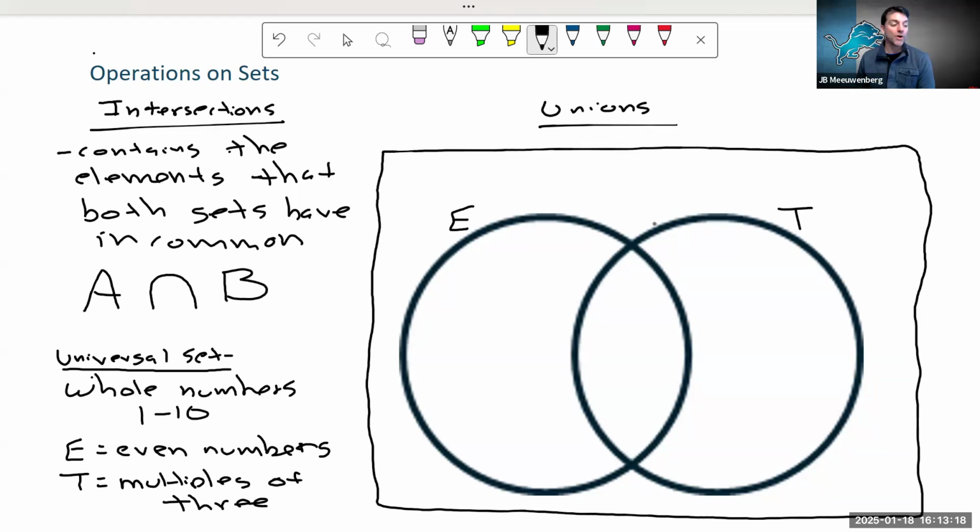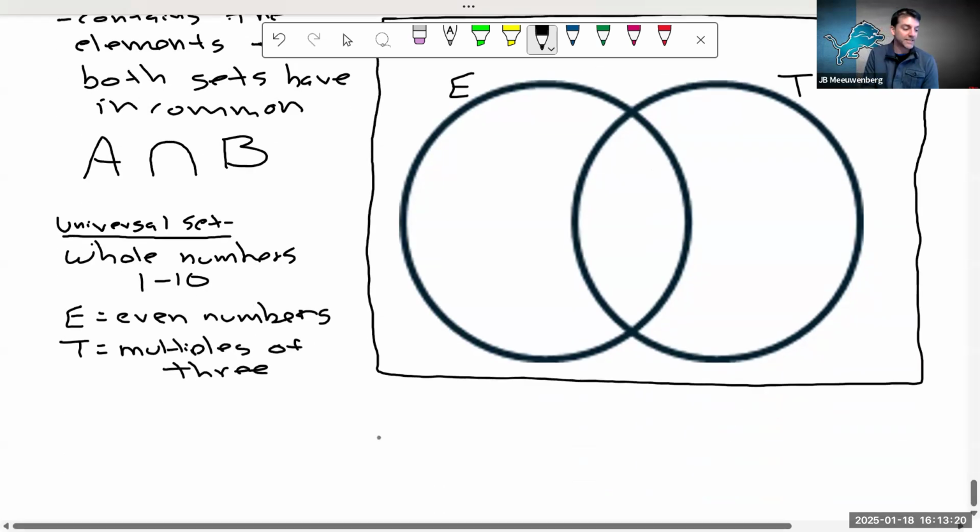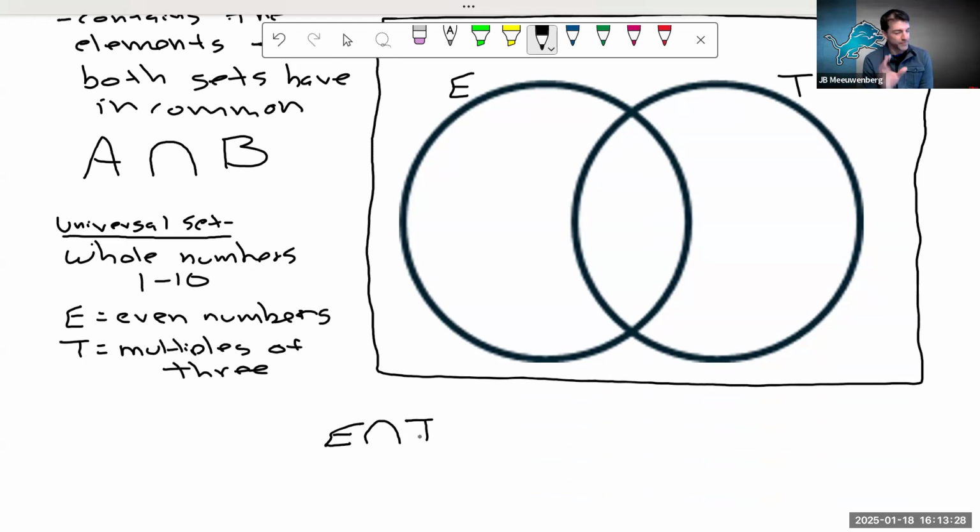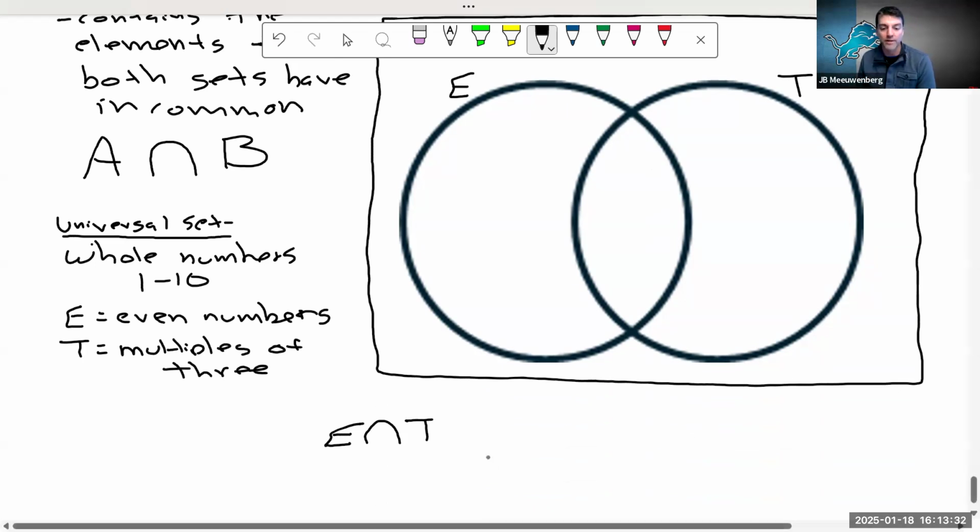What I want you to find is E intersect T, or this is what we will find together. Now, if you think you've got it already, pause and see if you can do it on your own. I'm going to keep going.